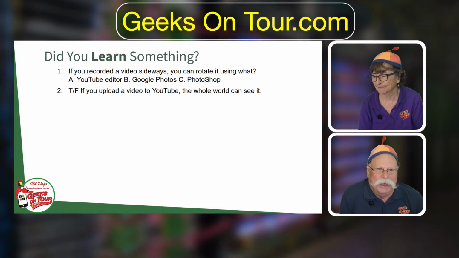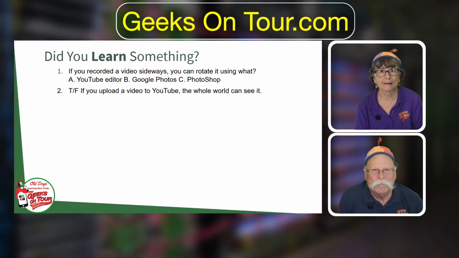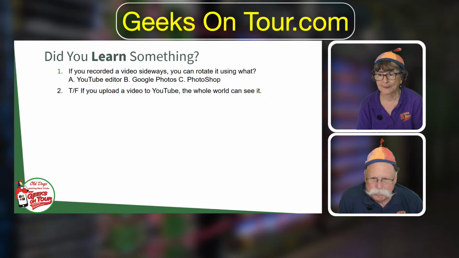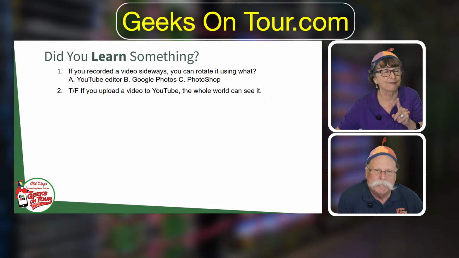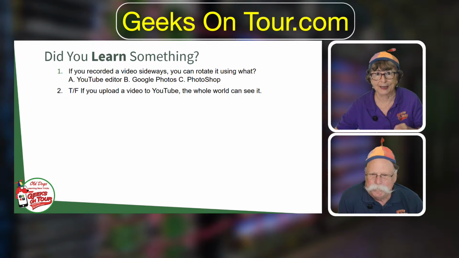Okay. True or false, if you upload a video to YouTube, the whole world can see it? It depends. I mean, false if you mark it as either private or unlisted. It's only the public videos that the whole world can see. That is the default, however. So you do need to pay attention. If you just upload a video, it will be public for the world to see.